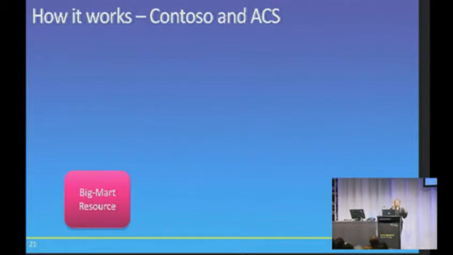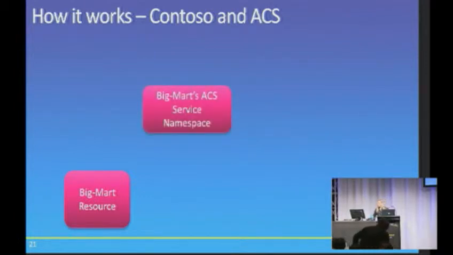I wanted to do a walkthrough just so you're super clear on exactly how this works, so there is no magic. We start with the BigMart resource, some kind of service or application that they're trying to secure, protect. We have BigMart's access control namespace. This is their account that they've created with the access control service. They can do whatever they want with it. The first thing you have to do is establish trust between your application and your access control namespace.